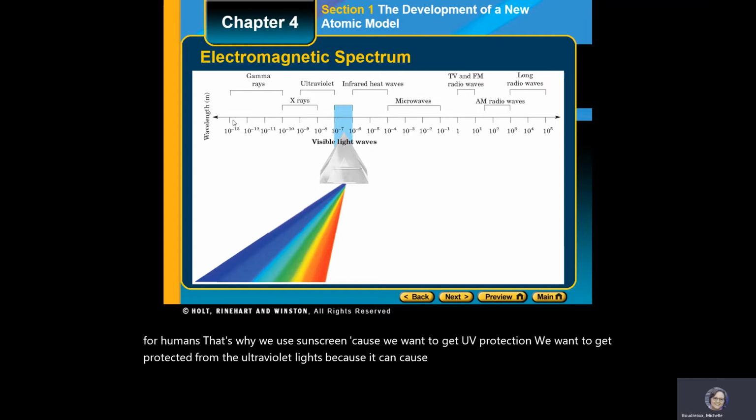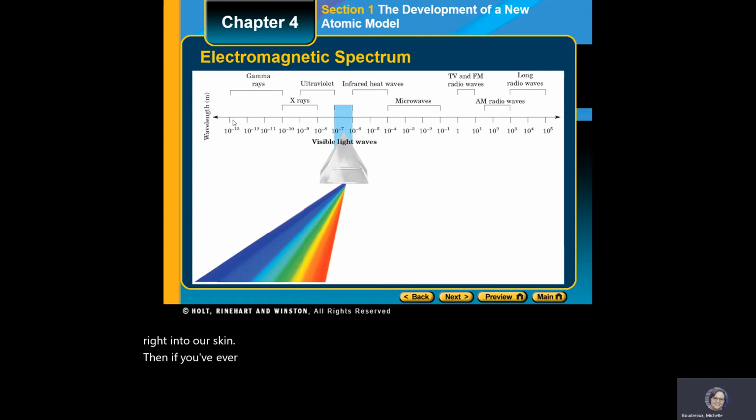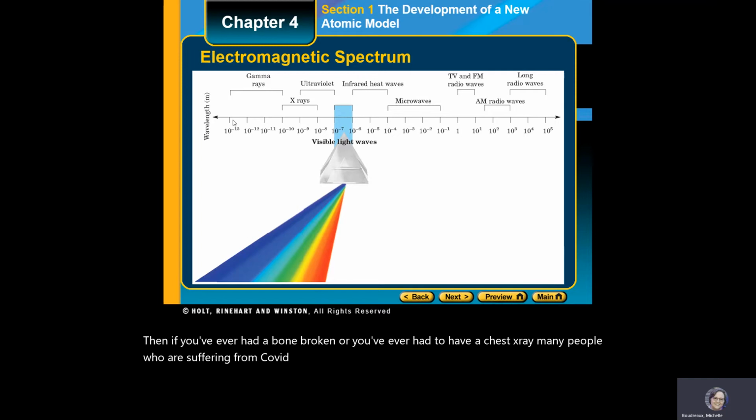It goes to skin. Then, if you've ever had a bone broken or you've ever had a chest x-ray, many people who are suffering from COVID-19 have to have x-rays of their chest to see if there's something in their lungs keeping them from breathing. X-rays are on the length scale of a nanometer, 10 to the minus 9.